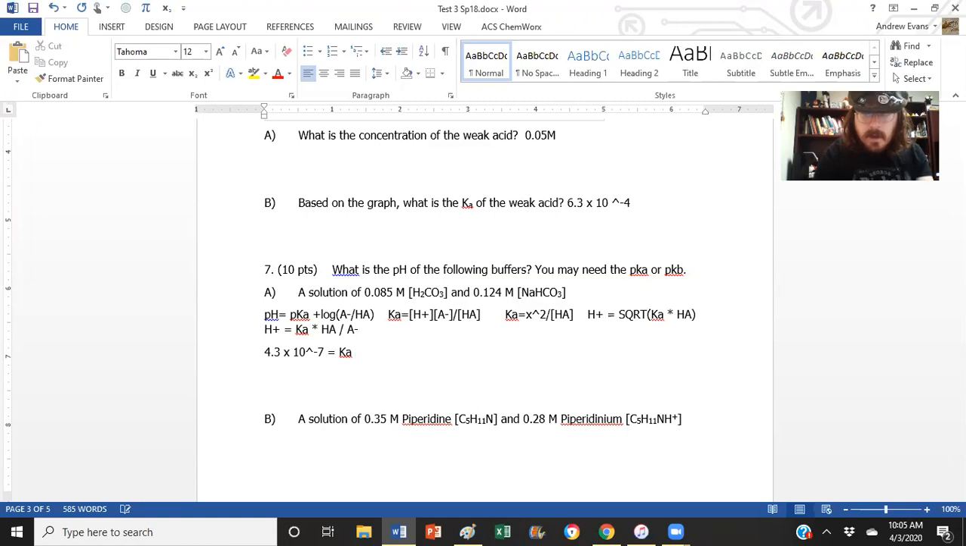So for the Henderson-Hasselbalch, pH equals pKa plus log of A minus over HA. It's just a fancy way of looking at this. I just took this and I took the negative log of that to turn it into here. So I don't care if you use this equation or you use this equation. You'll get the exact same results.